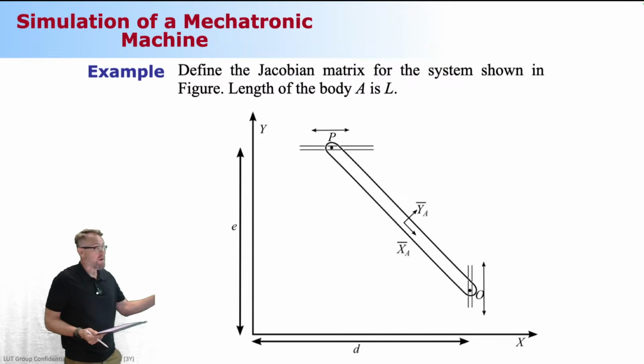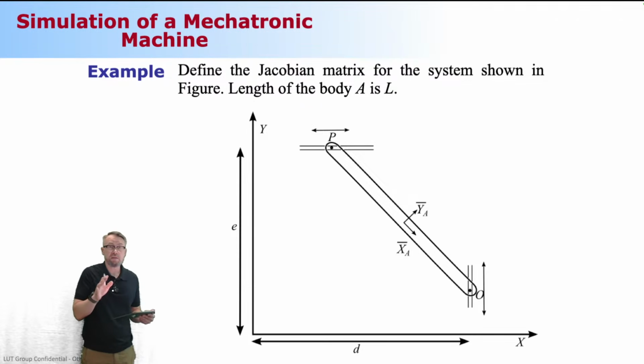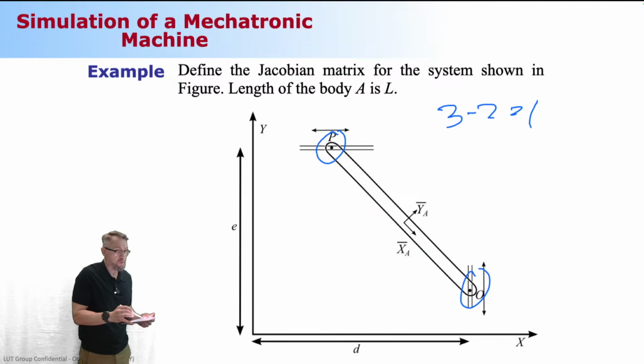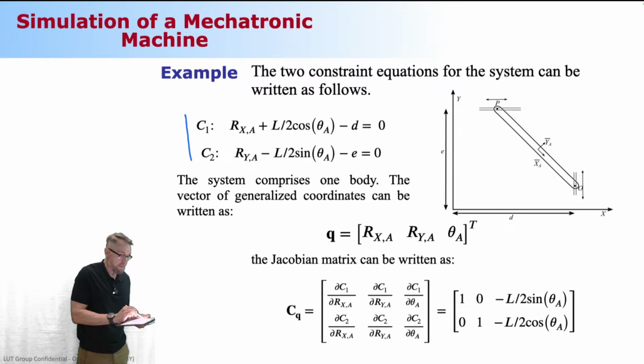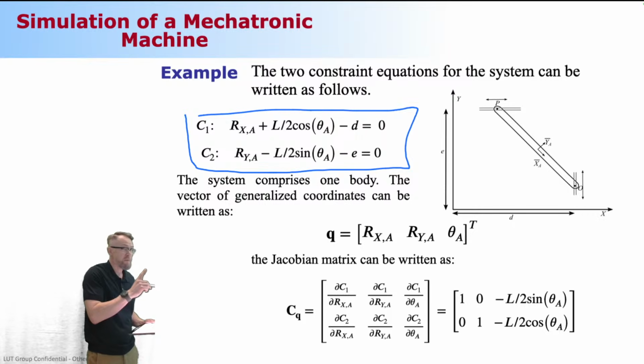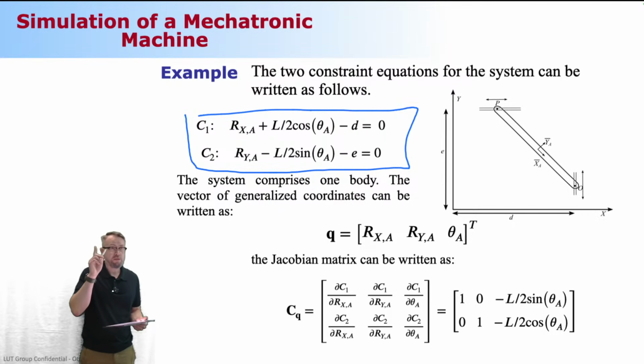Let's compute the Jacobian for this system, which is not kinematically driven. Why not? Because this is a primitive joint. I have originally 3 generalized coordinates and 2 constraint equations, so it's a 1 degree of freedom system. How are these 2 constraints? They are the ones that I mentioned here. We computed them a few slides back. And what I'm doing is computing the Jacobian for this particular system.